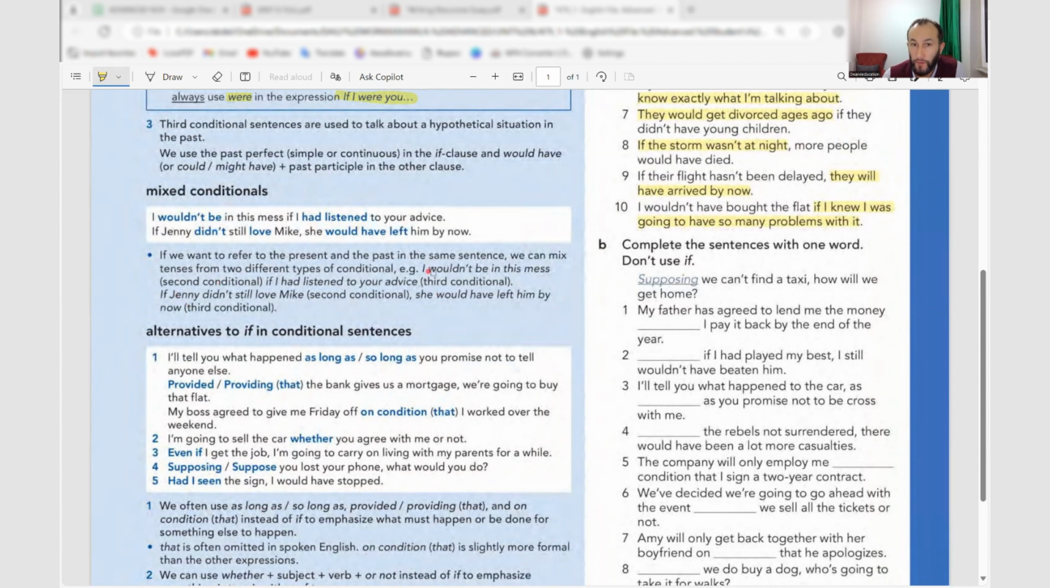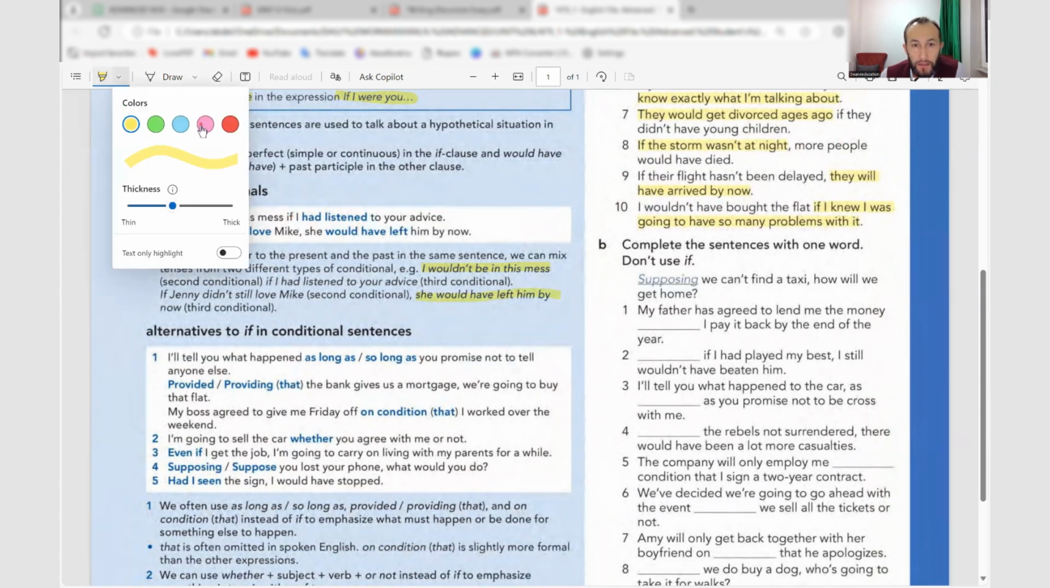What they're trying to say, they're giving two examples for you. In the first, the result clause is second conditional. In the second example, third conditional. Can you see that? Result clause, third conditional.